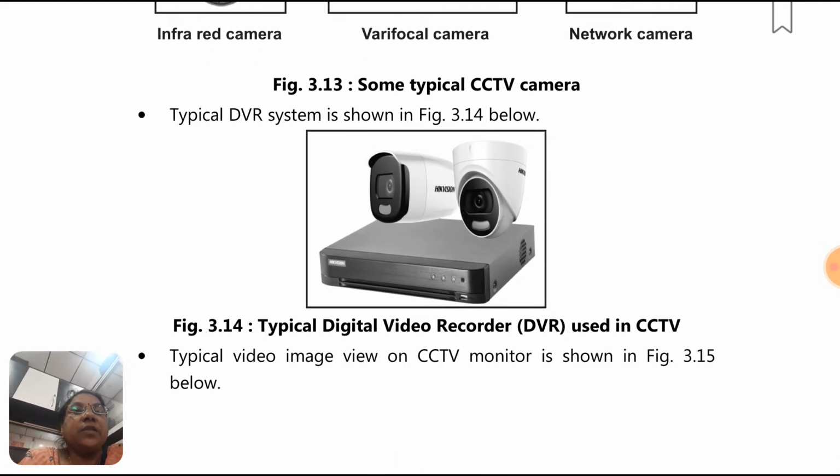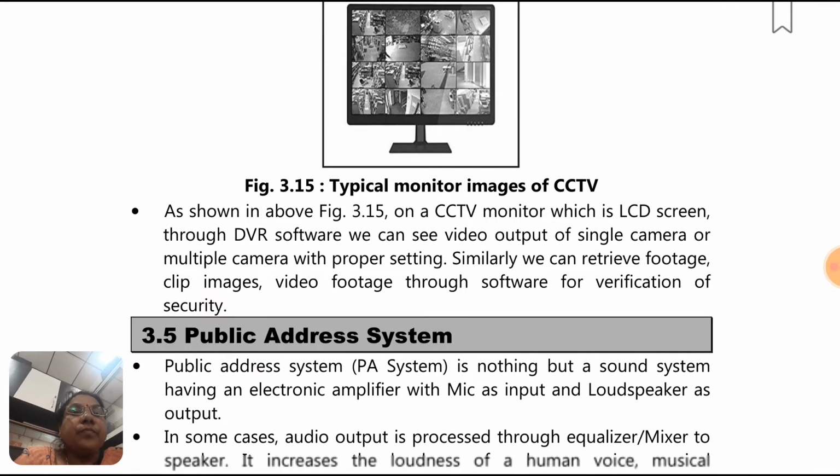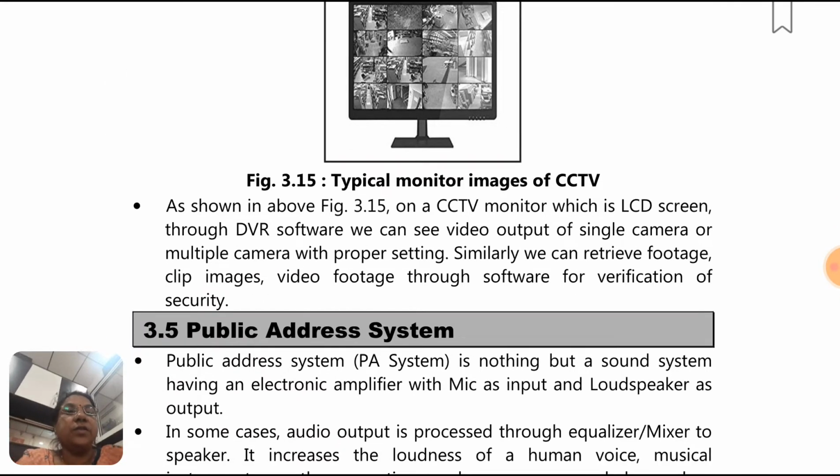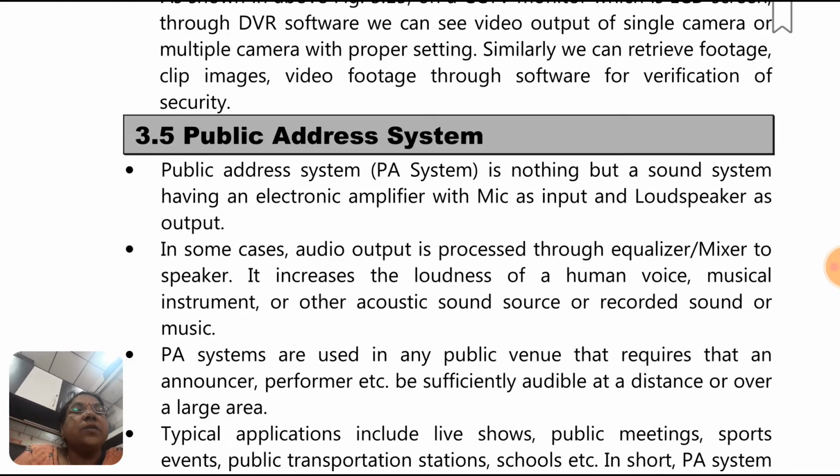Now a typical DVR system is shown in the figure. A typical video image view on the CCTV monitor is shown in the figure below. As shown in the above figure, on the CCTV monitor, which is an LCD screen, through DVR software we can see the video output of a single camera or multiple cameras with proper setting. Similarly, we can retrieve footage, clip images, video footage through software for verification of security.